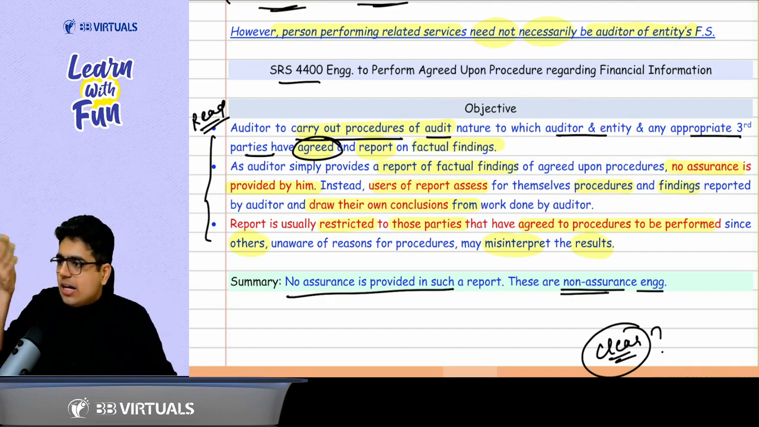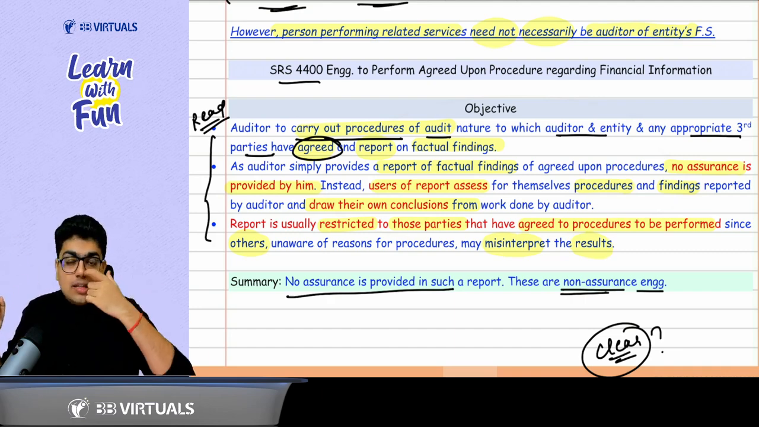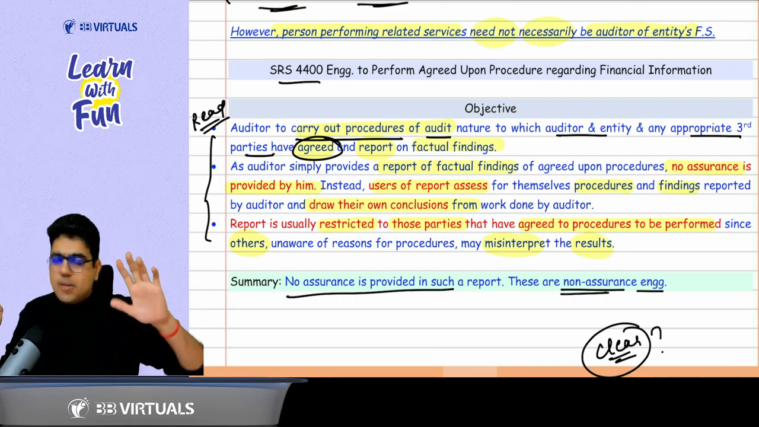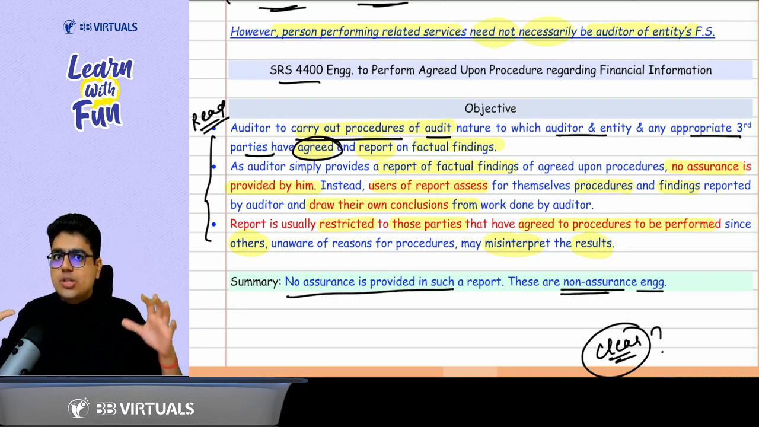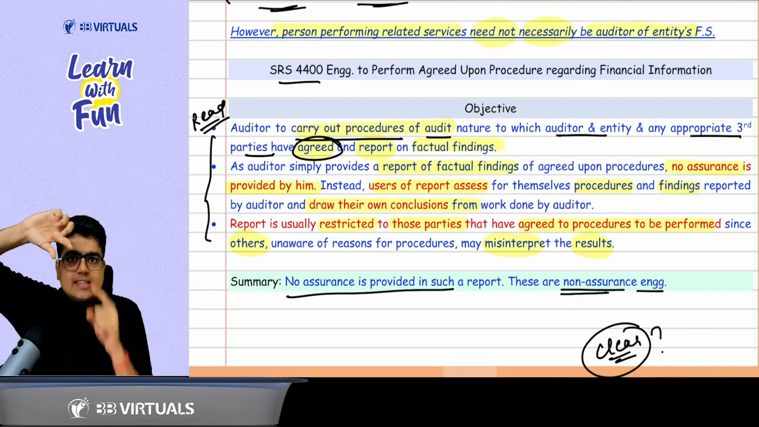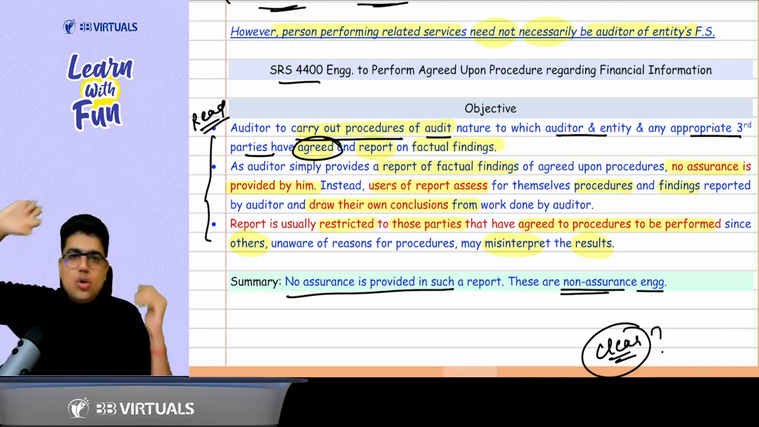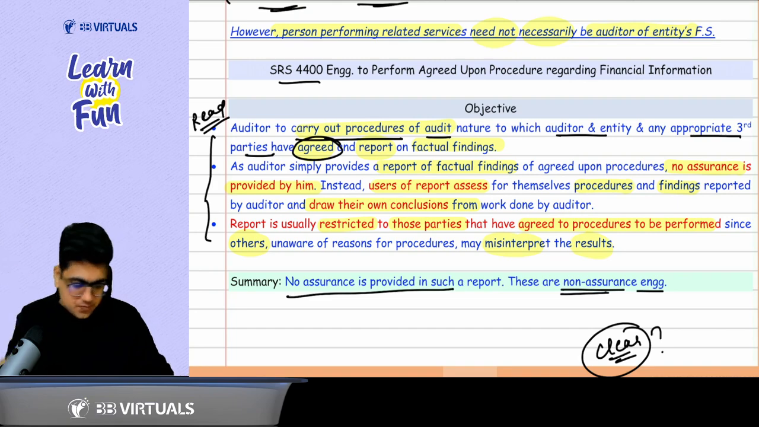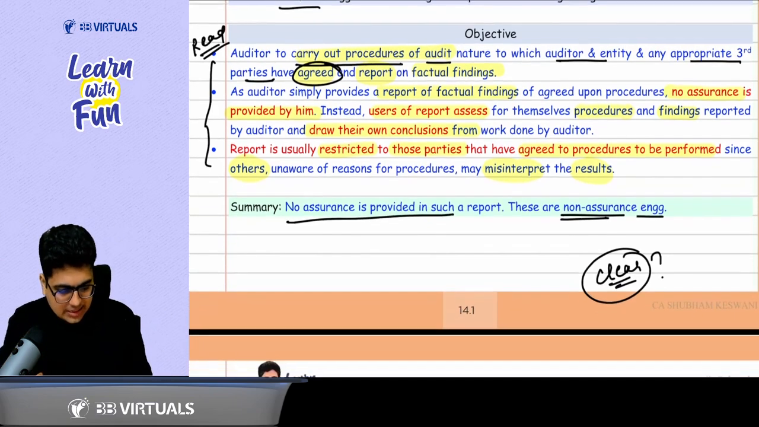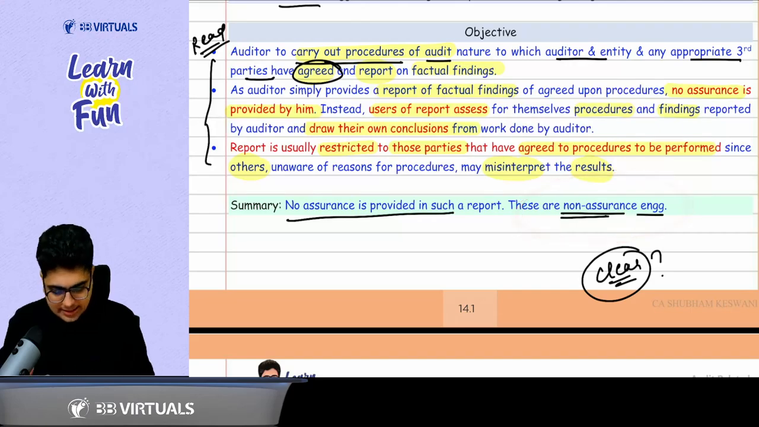Sir, but how will the user form the opinion? The user will form their own opinion. Matlab, you don't give your conclusion. Based on your facts, the user will draw his own conclusion. Got the point? Yes, sir. That's why these are also called non-assurance engagements.